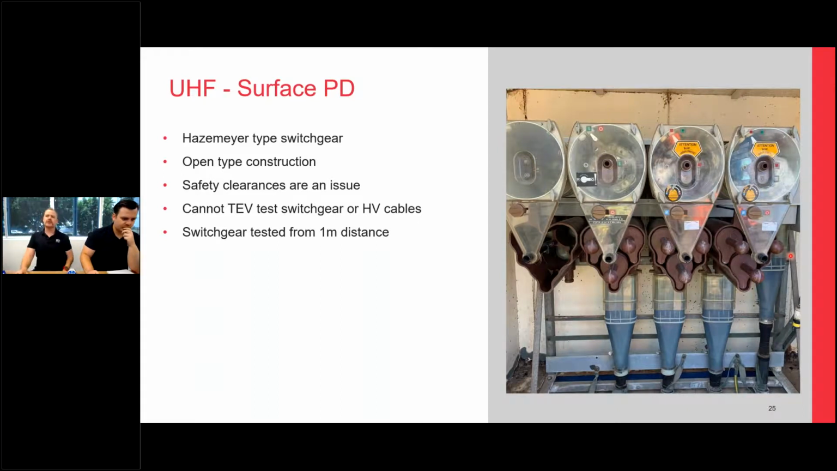So the first test we did was a TEV test. We did a TEV test around the outside of the switchboard on the outer casing and couldn't find any TEV activity at all. Now that doesn't mean there's no TEV activity there, because we can't get close enough to the switchgear, so that hasn't covered all our bases.